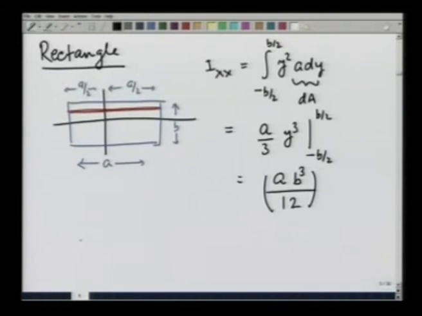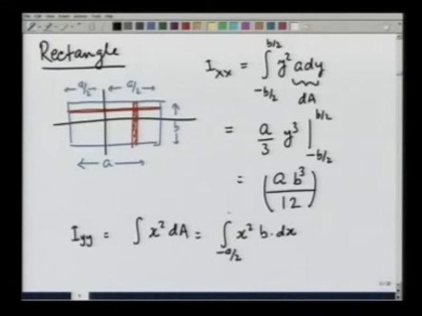Similarly, when I calculate Iyy, for that I choose a strip parallel to the y axis and calculate the integral of x squared dA, which now becomes x squared b dx, x varying from minus a by 2 to a by 2, and this comes out to be a cubed b over 12.